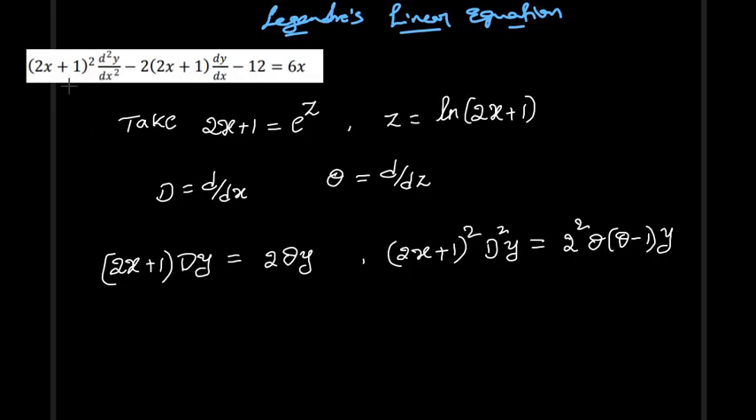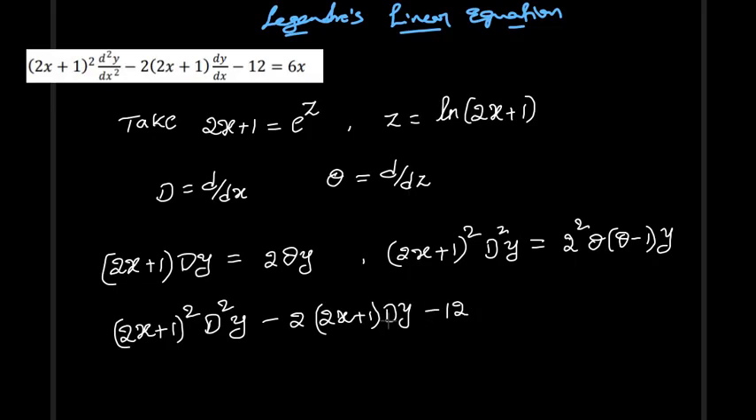Now we will substitute everything in the equation. First let's rewrite the equation: 2x plus 1 whole square into d square y minus 2 times 2x plus 1 into dy minus 12, equal to 6x. I think there is a typo here, it's supposed to be 12y. But let us consider 12 only. Since there is no involvement of y, you better bring it to the other side. In case it is a typo and it should be 12y, why should we change? Let us consider the same. So I'm rewriting it as 6x plus 12.